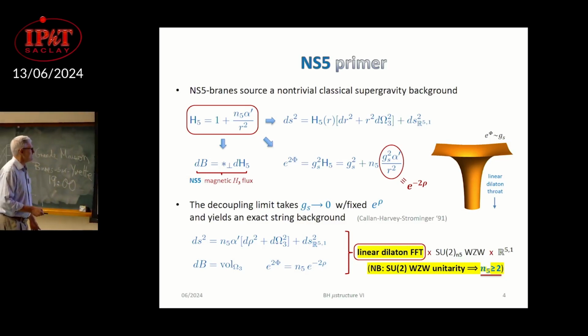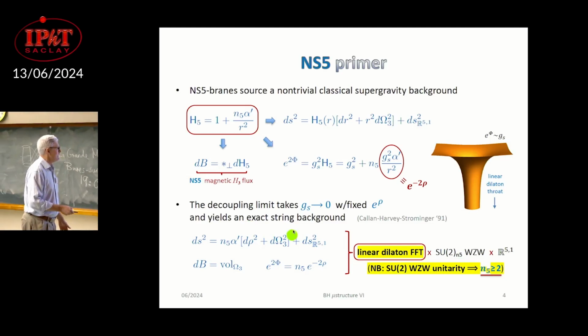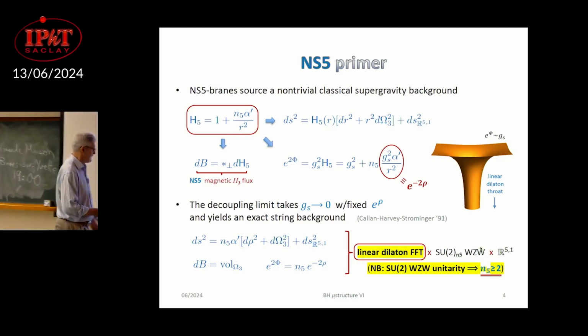Note that this WZW model governing the angular sphere, for unitarity reasons of the worldsheet theory, is required to have at least 2 fivebranes, and that will be important for our discussion.